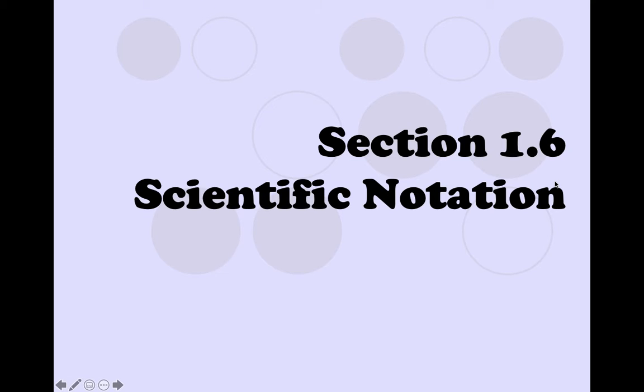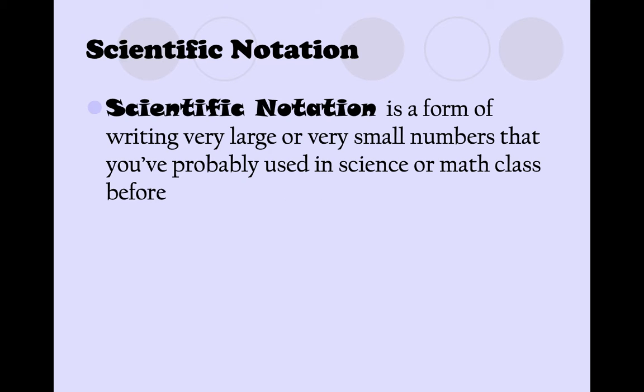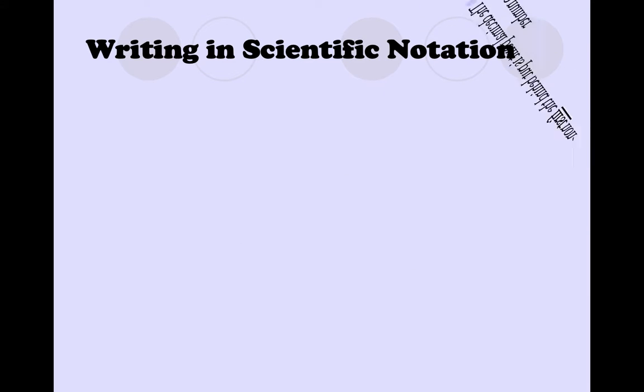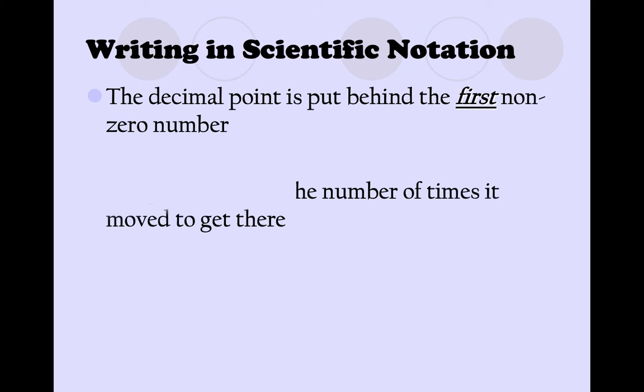All right, gang, today we are looking at scientific notation, something that you have probably learned about in multiple math classes throughout your time here in school. Basically, scientific notation is a way to write really big numbers or really small numbers in a much more manageable way. Here are the steps of writing in scientific notation.